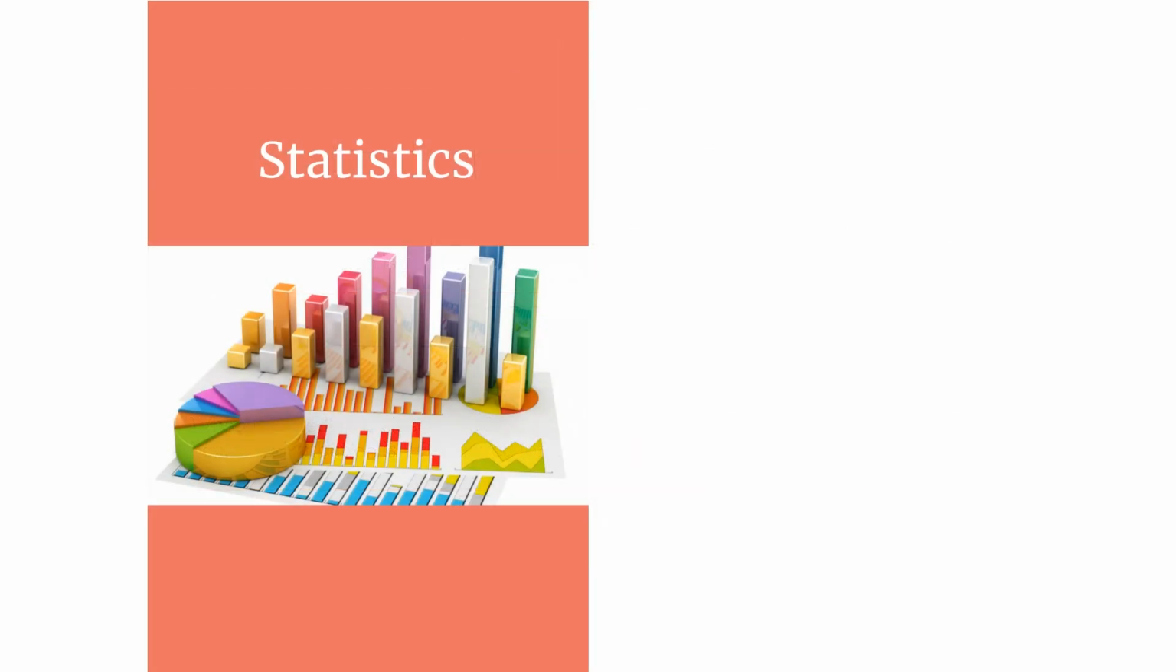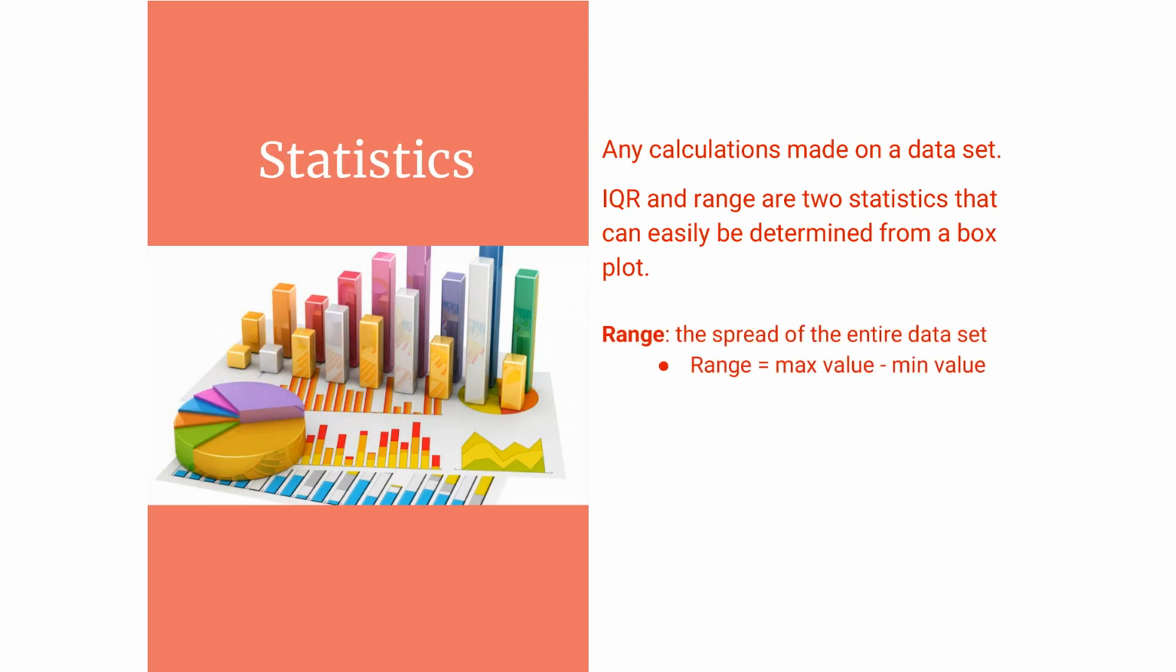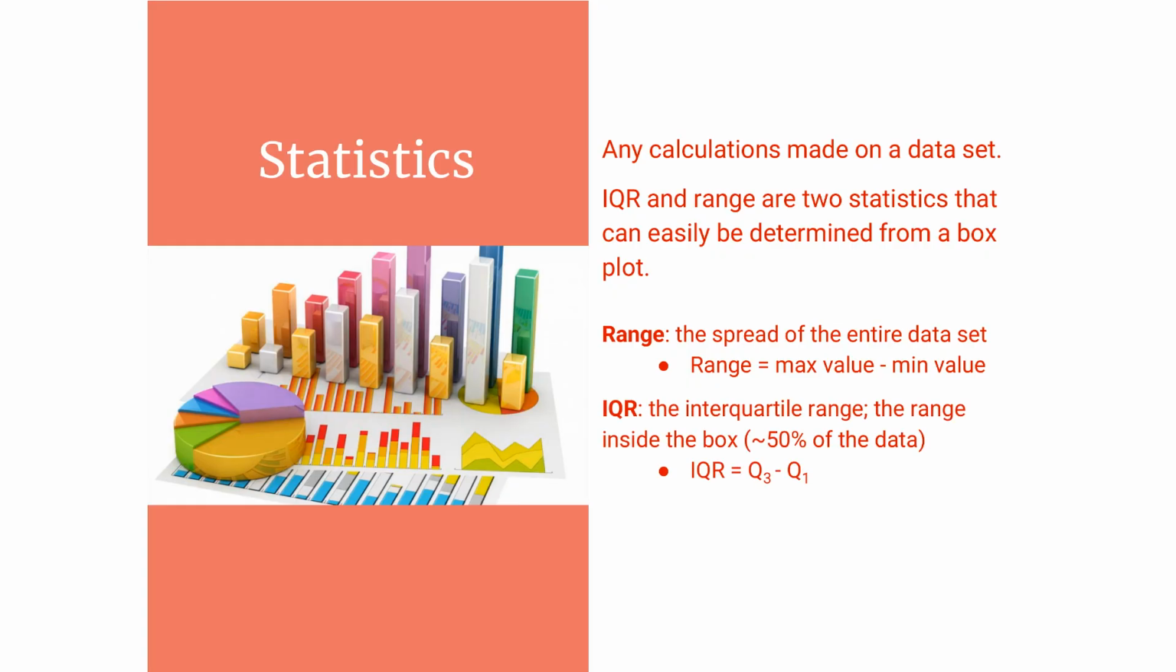We often talk about the word statistics, but we've never really defined that word. So statistics are any calculations that are made on a data set. IQR and range are two statistics that can easily be determined from a box plot. Range is the spread of the data set, so range is equal to the maximum value minus the minimum value in the data set. And finally, interquartile range is the range inside the box, approximately 50% of the data, and you calculate it by taking the third quartile and subtracting the first quartile.